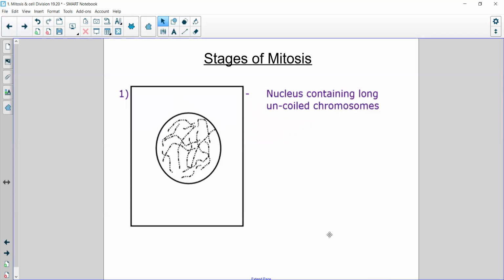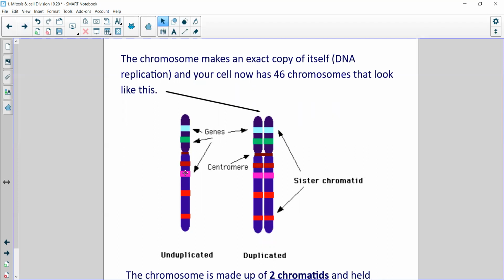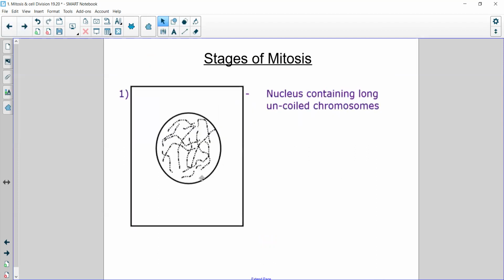So, in the first stage of mitosis, what's going on in the nucleus? Well, at this point, the nucleus contains long, uncoiled chromosomes. It's a bit untidy, okay? They've not tidied themselves up into the nice shapes that we need them to be in. So in a way, it's probably a little bit like your bedroom. It's organized chaos, okay? So we need to tidy that up.